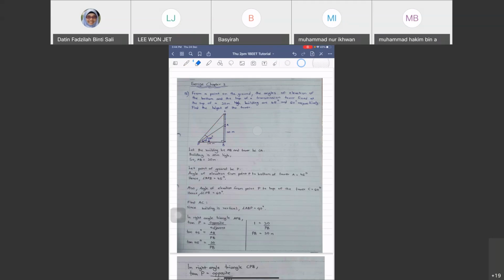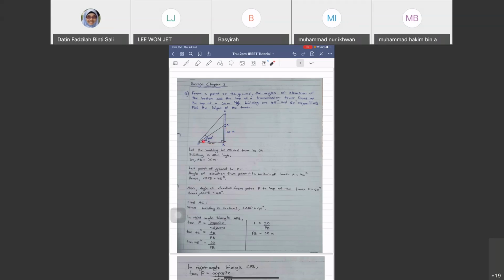And what you are given from the question is a 20-meter high building. So you are given this. This is 20 meters, I mean height of a building. If this is 20, of course you can see your friend put here 20.